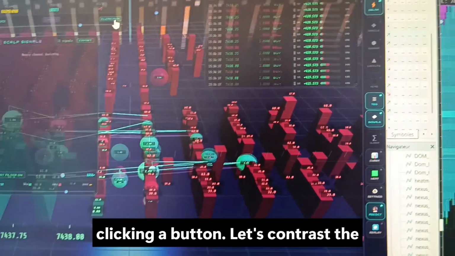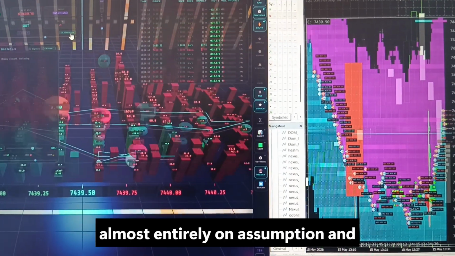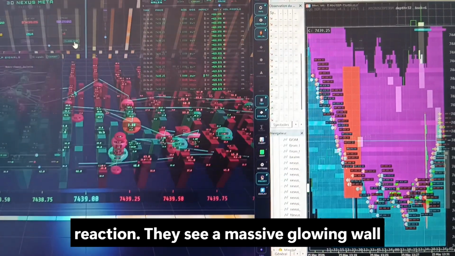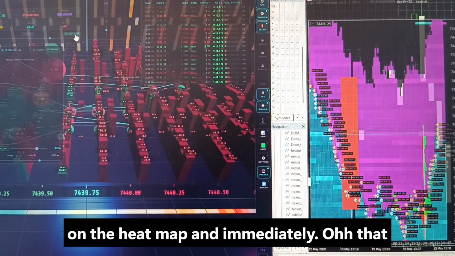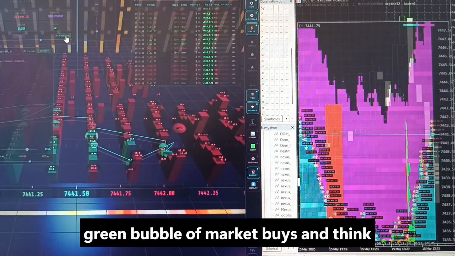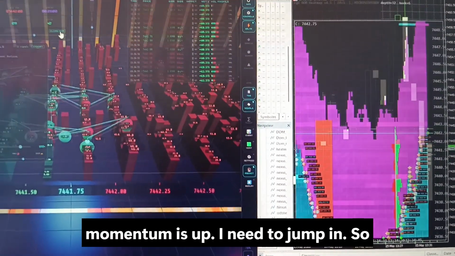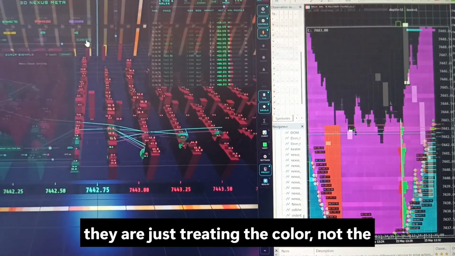Let's contrast the retail mindset with the professional mindset. The retail trader operates almost entirely on assumption and reaction. Right. They see a massive glowing wall on the heat map and immediately assume, oh, that's support, I'll buy. Or they see a giant green bubble of market buys and think, momentum is up, I need to jump in. So they are just trading the color, not the reaction, like moths to a flame.